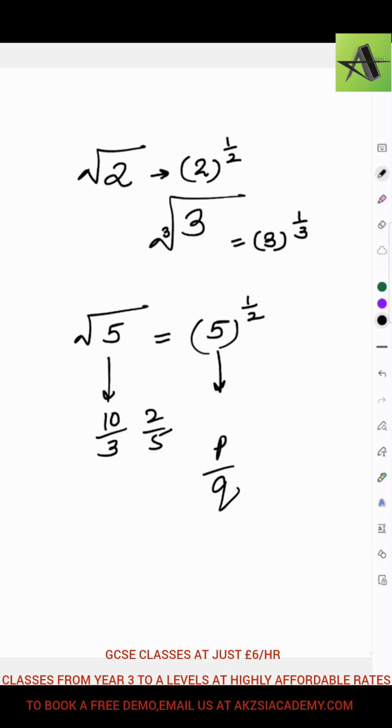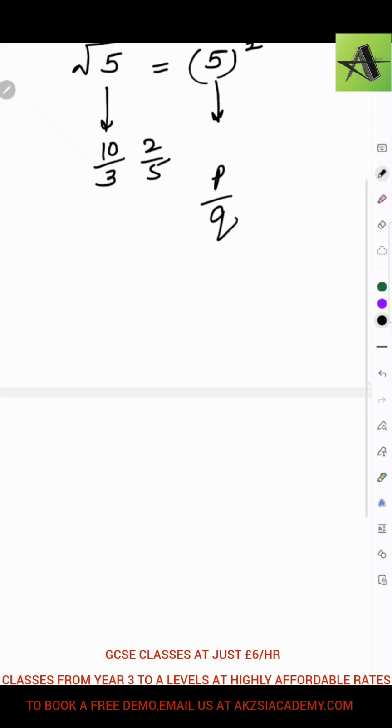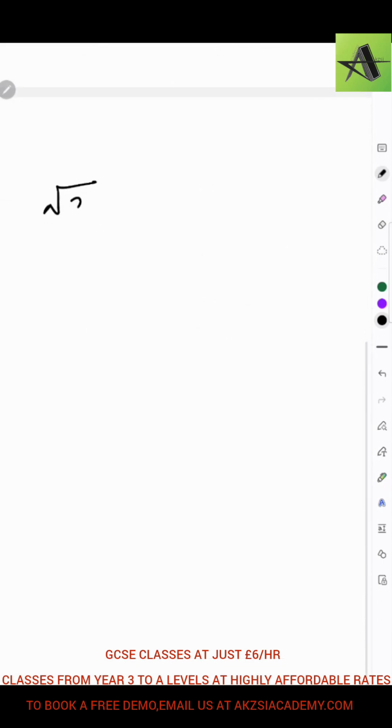Take an example of root 2. The value of root 2 is 1.4142135, and it goes on forever with no repeating pattern. It's not going to terminate at any point. It's endless, with no repeating pattern that you can see. Such numbers are called irrational numbers, and surds are basically irrational numbers. So this was the basic definition.